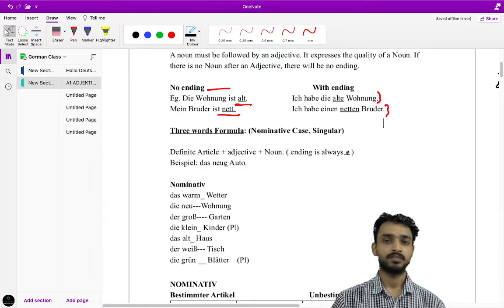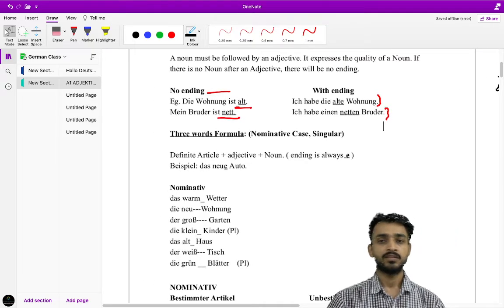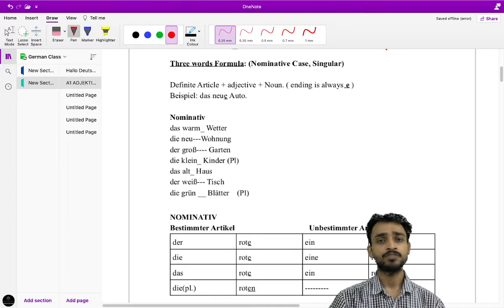This is called adjective ending. Now we have different cases in adjective endings. First we'll see the three-word formula. I myself call it the three-word formula. I don't know what other people say. And there are three cases: nominative, then we have accusative and dative. First we'll see nominative case adjective endings.